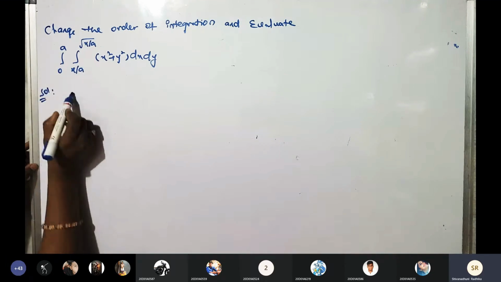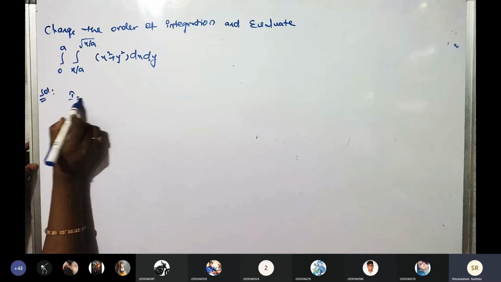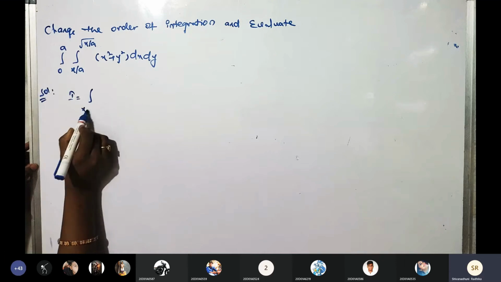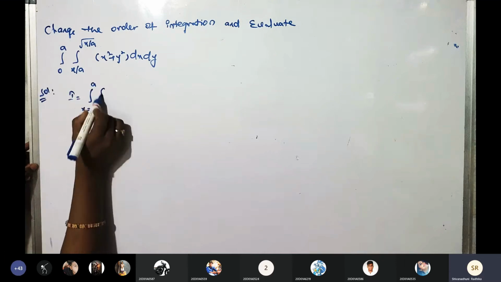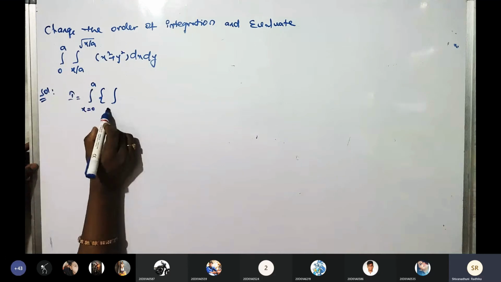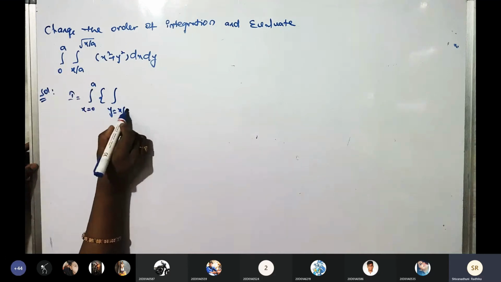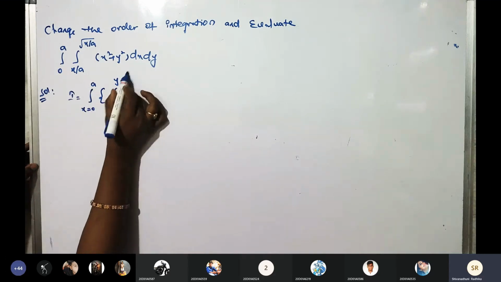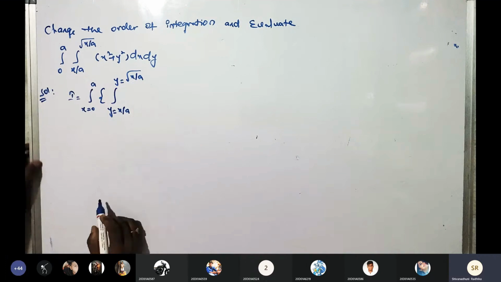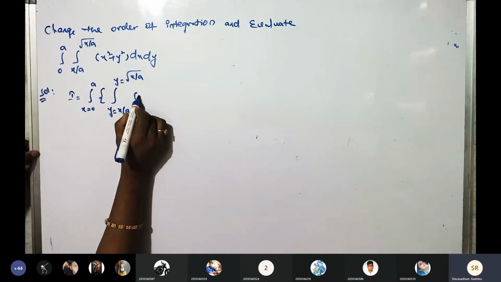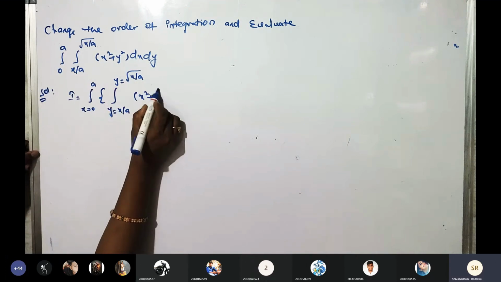Obviously, this is the x limits. See, in the given integration, this is the x limit: x equals 0 to a. And here it is the y limits: y equals x by a to y equals under root of x by a. Clear? Now the given function is x square plus y square.